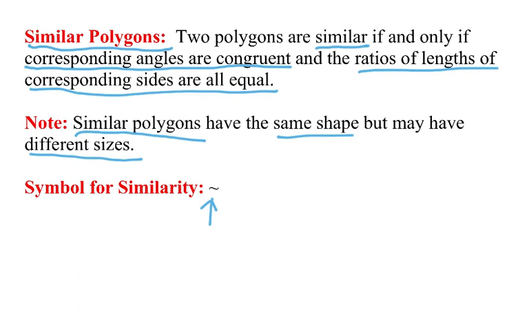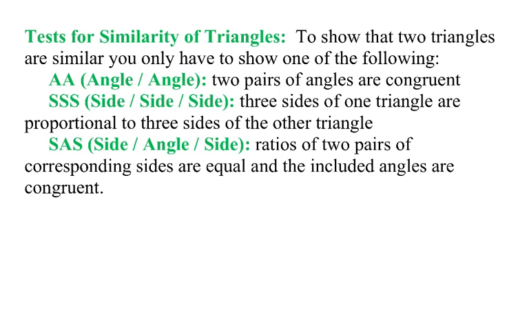So if all we had was the definition, and let's restrict ourselves to triangles from this point on, you would have to show that all pairs of corresponding angles are congruent, and that's three sets of angles, and all ratios of lengths of corresponding sides are also equal, and that would be three pairs of sides. That's six things you would have to show. But much like with congruence, there are some theorems that say you can get by with showing less. And so I want to introduce you to these three tests for the similarity of triangles.